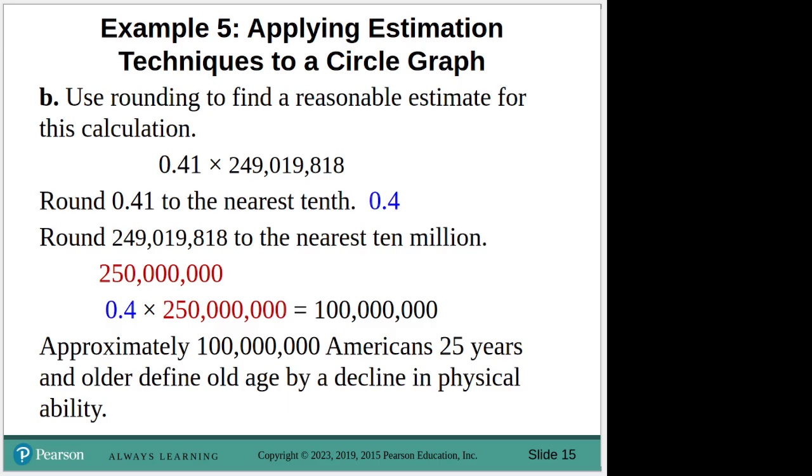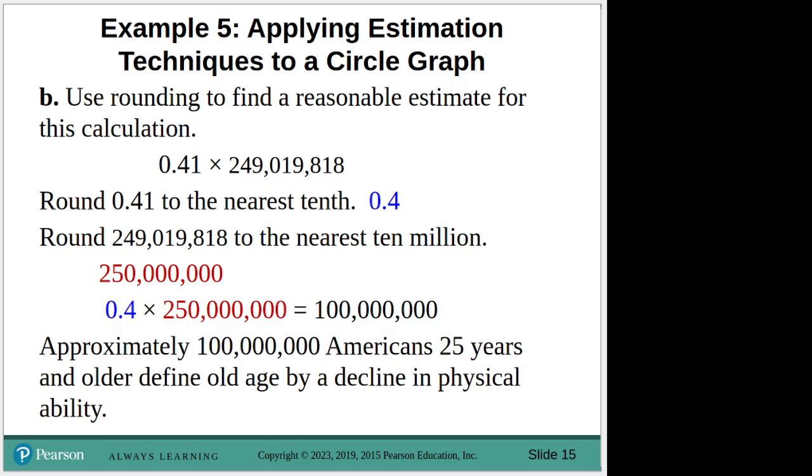So if we use 0.4 instead of 41, and we use 250 million instead of 249,019,818, it makes these numbers easier to deal with. In fact, we can look at 4 times 25 is 100. And then we have to worry about moving the decimal place. So 4 times 25 gives me 100 million, approximately 100 million Americans.